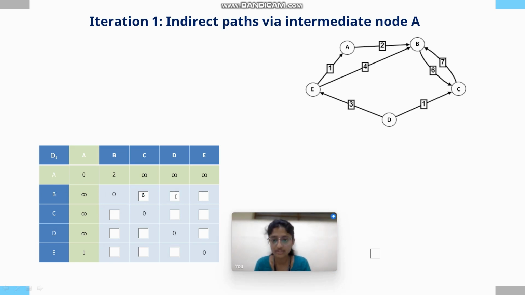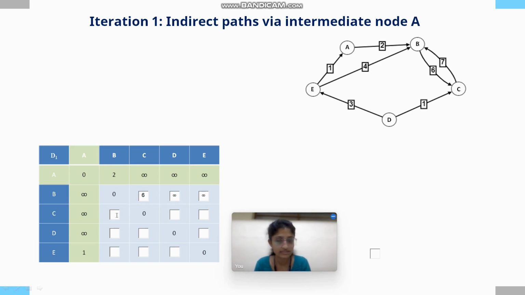which we should check if there is any lesser value available. So b comma a is infinity plus a comma d is infinity. So there won't be any change. It will continue to be infinity. So I will just enter all the values.